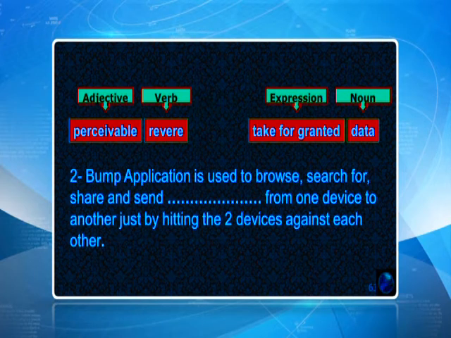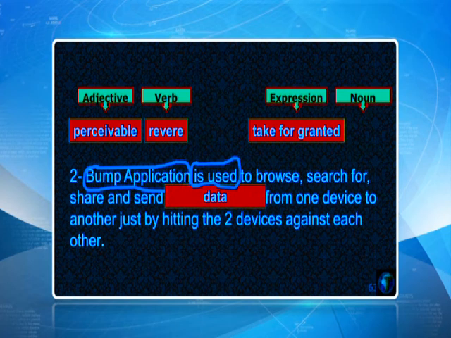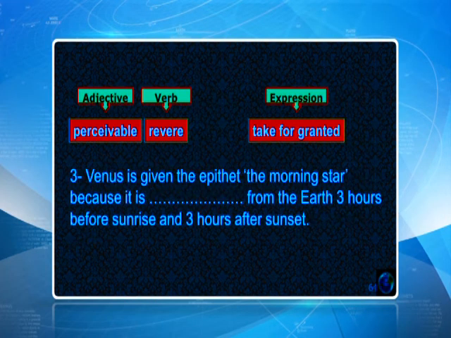Bump application is used to browse, search for, share, and send, and here we need a word, from one device to another just by hitting the two devices against each other. It's a new application used in touch technology phones. Here we have to look for bump application, which is used, of course, here we need the word data. So bump application is used to do what? To browse, to search for, to share, and to send what? To send something which is an object, so it's data. We cross the word and we move.